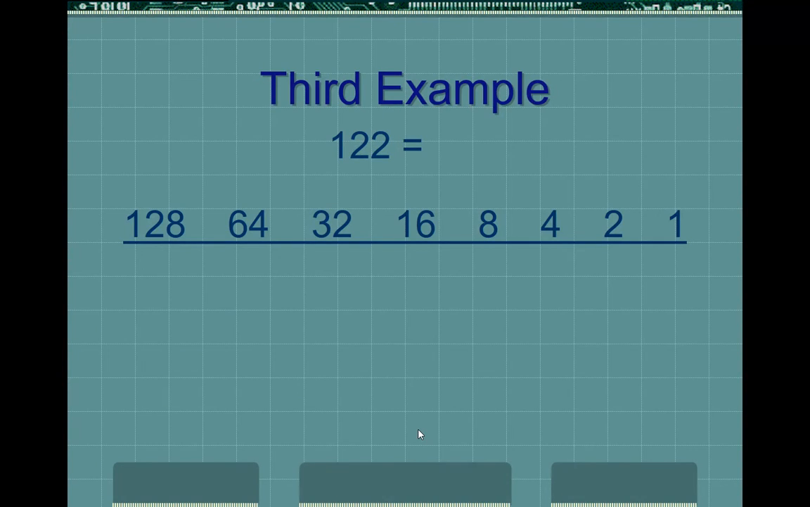So a third example. You can't subtract 128, but you can do a 64, and you could do a 32. Remember, this is written the whole way through your calculator. This is what you get when you go through your process.